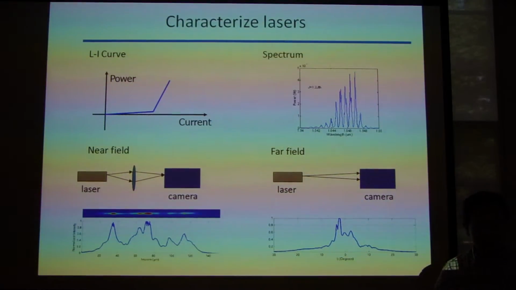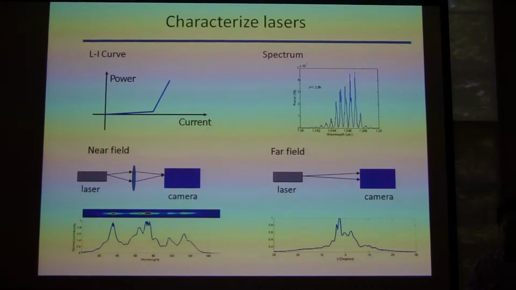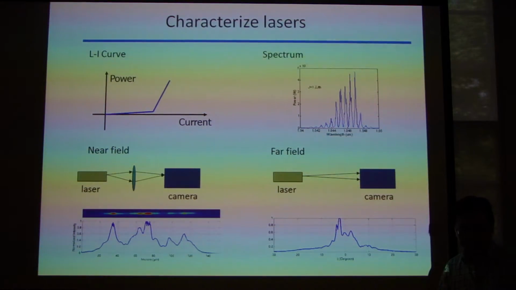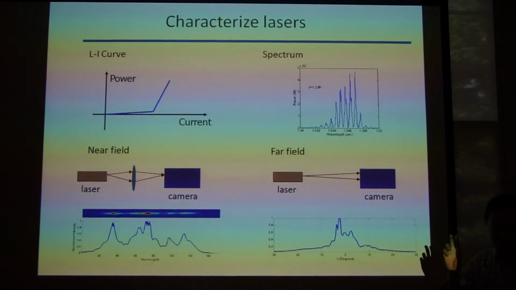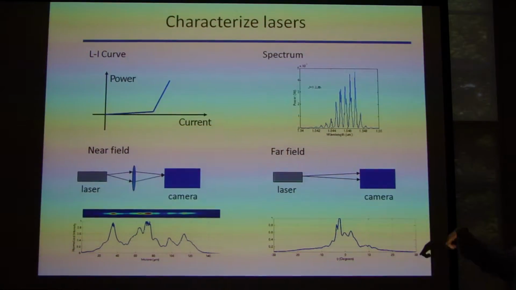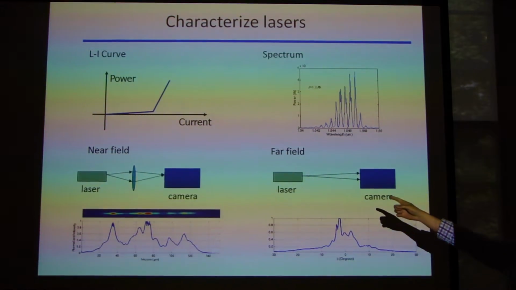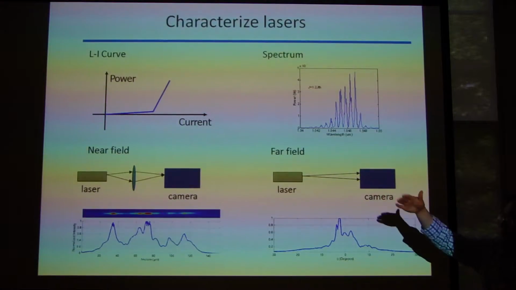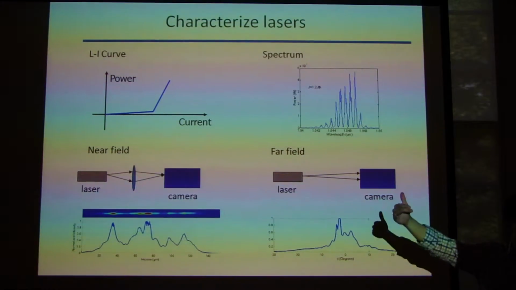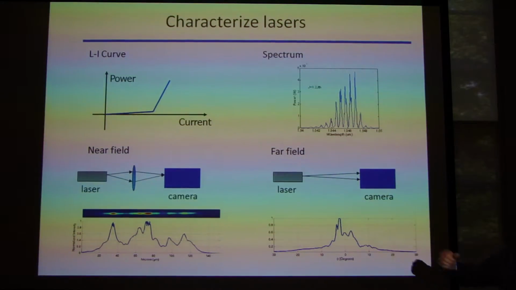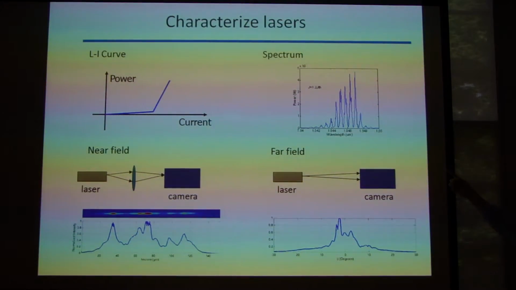So if you have a laser, especially an electrically pumped laser, what are the most important specs of this laser? Basically you need to look at the LI curve. You look at when you inject current, how much power you can get out of that laser, right? We're talking about an electrically pumped semiconductor laser. You have the spectrum. So basically at a given current injection, what wavelengths of light will it emit, right?